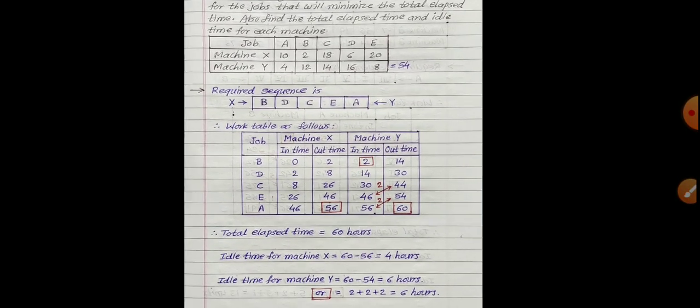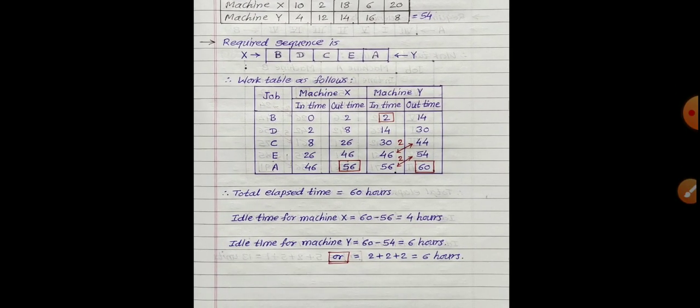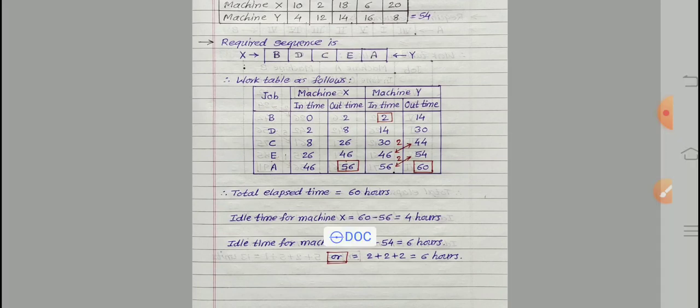So in this way we find out the required sequence, work table, total elapsed time and idle time for the two machines given in the question. Clear all of you? Okay then. One more question we solve.